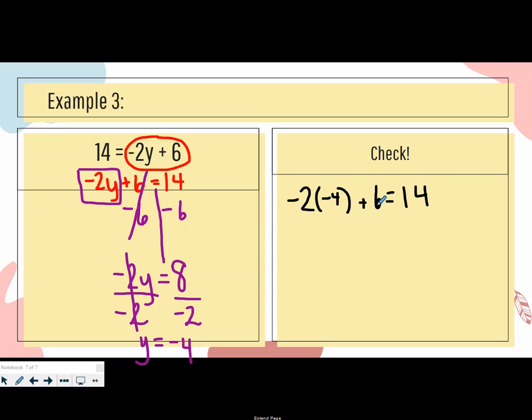Okay, now I'm going to simplify using GEMDAS. So negative 2 times negative 4, 8. Bring my plus 6 down. 8 plus 6 is 14. So 14 equals 14. It checks out.